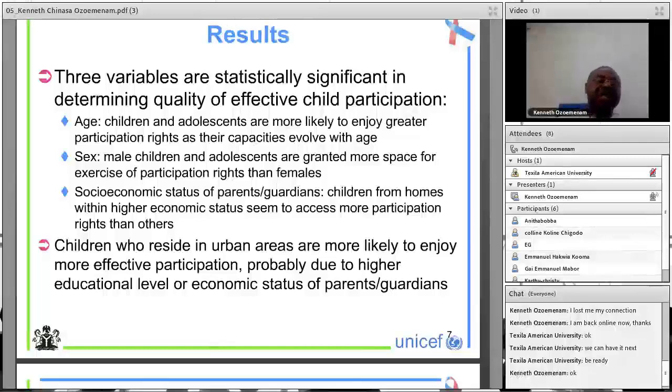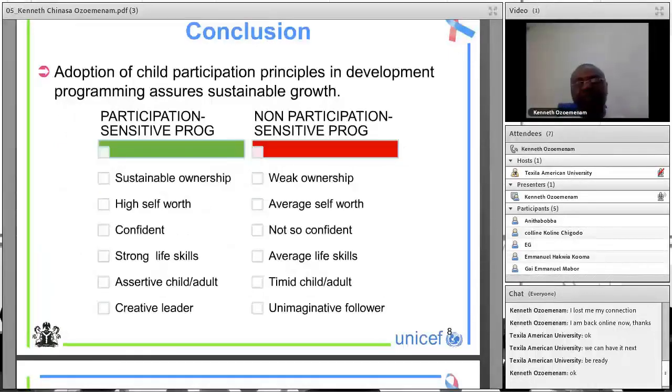Then sex, we discovered there's a gender issue there, because our study shows that more male children and adolescents were granted larger participation space than their female counterparts. And then socioeconomic status, here we mean that children from homes with higher economic status, we realized that they seem to have the ear of adults, both their parents and caregivers, and even their teachers, more than other children from homes of lower economic status. And children who reside in urban areas are more likely to enjoy more effective participation, perhaps due to higher educational level or economic status of parents who are domiciled in the cities.